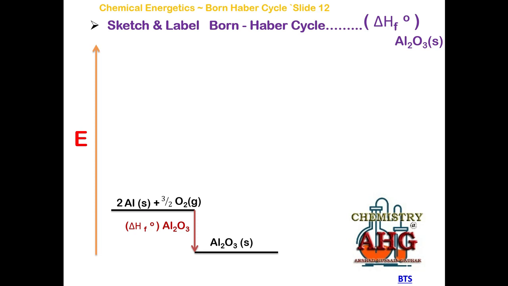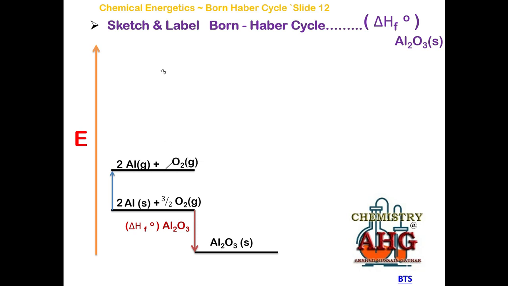But I am atomizing aluminium first. Aluminium is a metal. What does atomization of aluminum mean? It means Al, and the state symbol must be gas. This is atomization of aluminum. And there are 2 moles, so we will multiply it by 2 moles. At this stage, we are atomizing aluminum only, so the oxygen will come up unchanged.